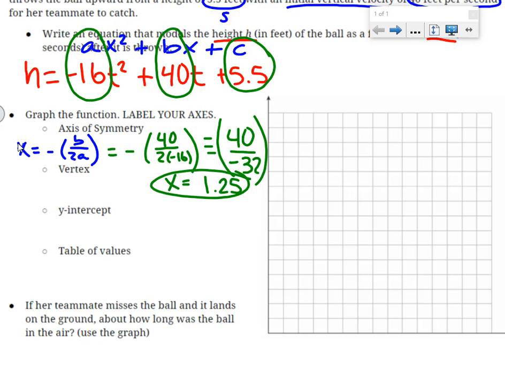Now we need to use that to find our vertex. So our vertex is the point when x equals 1.25, or in this case, we would say t equals 1.25 because we're using t instead of x. For the vertex, we plug 1.25 into our equation for our t's. So we have h equals negative 16 times t squared, so times 1.25 squared, plus 40 times t, so times 1.25, plus 5.5.